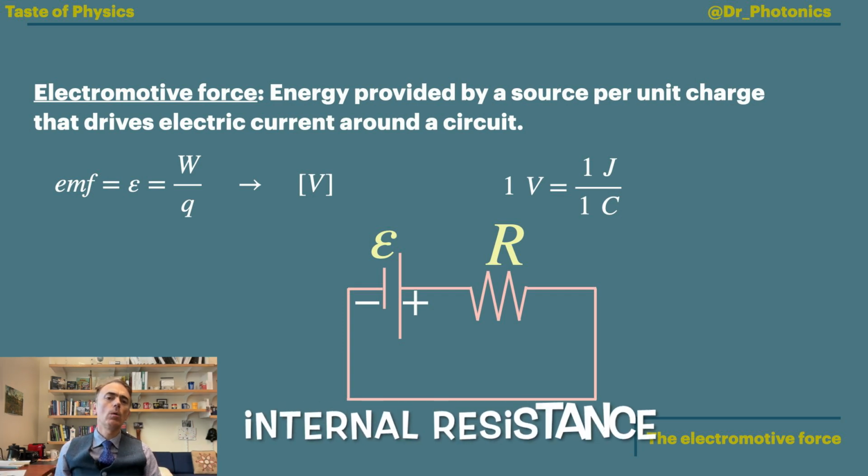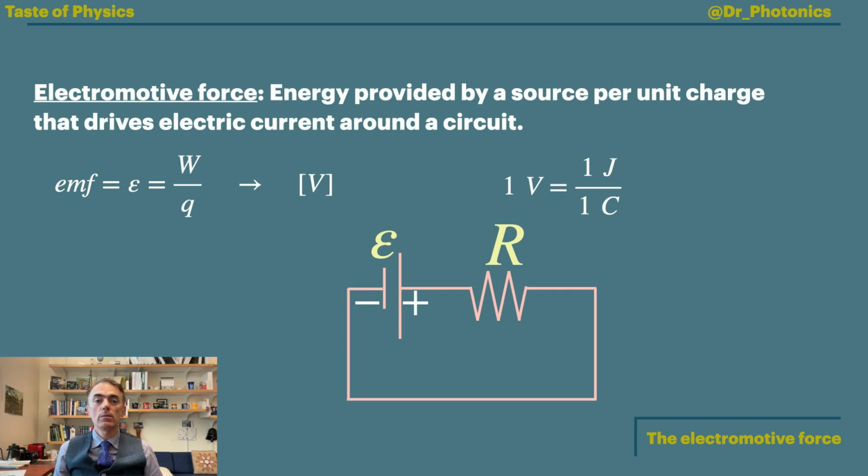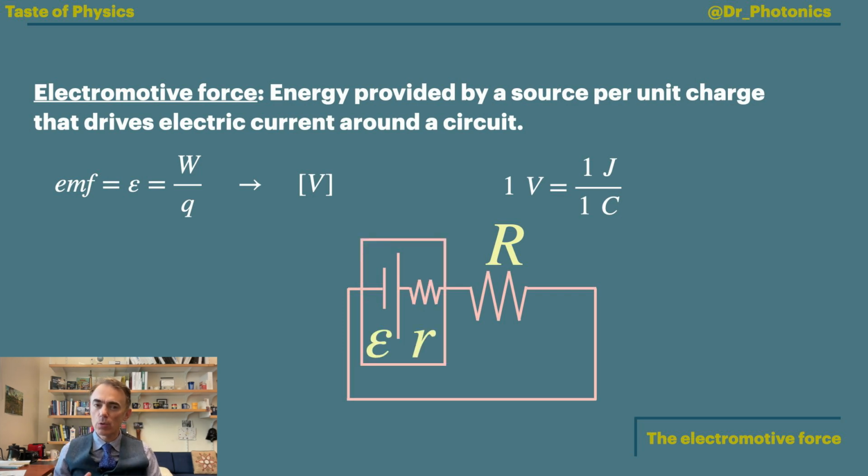In an ideal world, our sources of EMF would have no internal resistance. They would provide a constant voltage without any energy loss. However, in reality, all sources of EMF have some internal resistance. This internal resistance can limit the amount of current that the source can deliver, and it affects how much energy is actually available to the rest of the circuit.